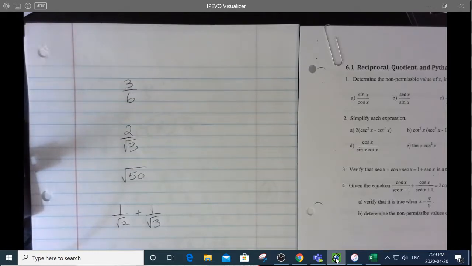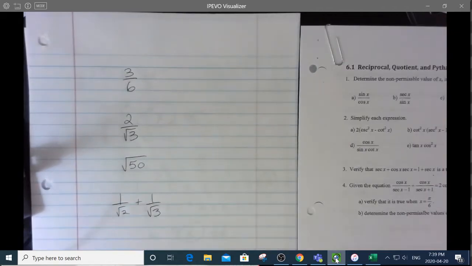But before we get started, take a look at all those things on the left here. What would you say about all of them? I'll give you a sec, pause the video to think about it. What do they all have in common? Well, to a mathematician, none of those things are in simplest form.